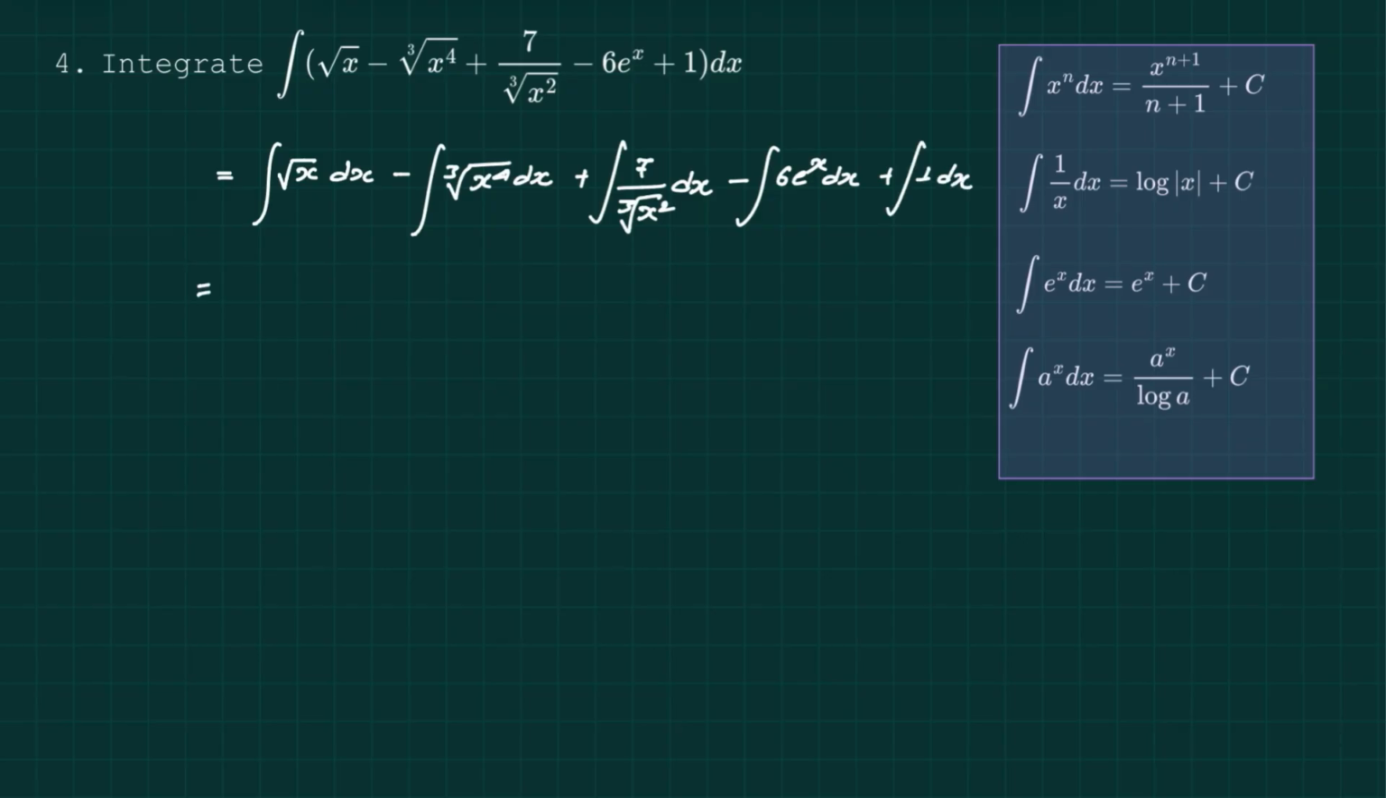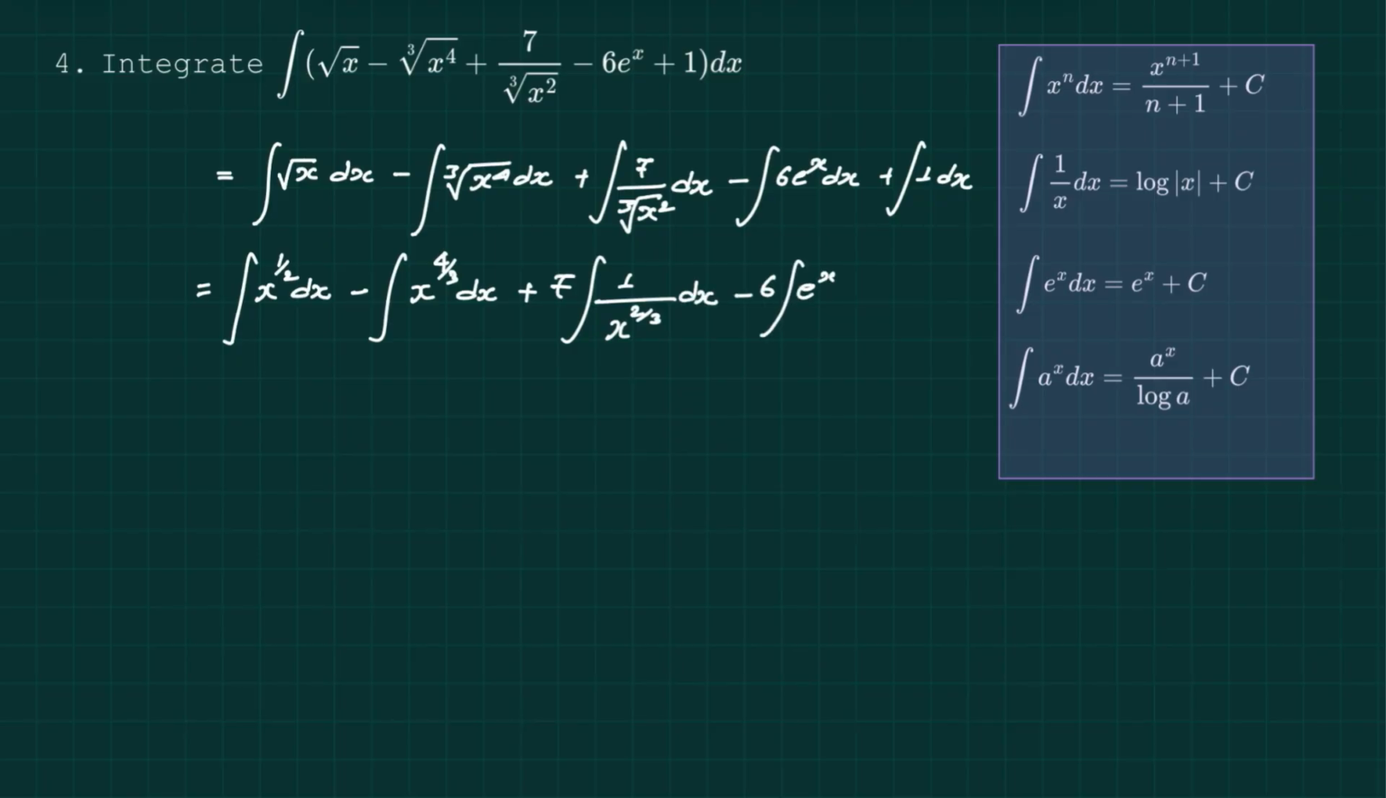So this equals integration of x to the power half dx minus integration of, this can be written as x to the power 4 by 3 dx plus, here 7 is constant, let us take it outside, and here it will be 1 by x to the power 2 by 3 dx minus 6 is constant, e to the power x dx plus 1 into dx is simply dx.